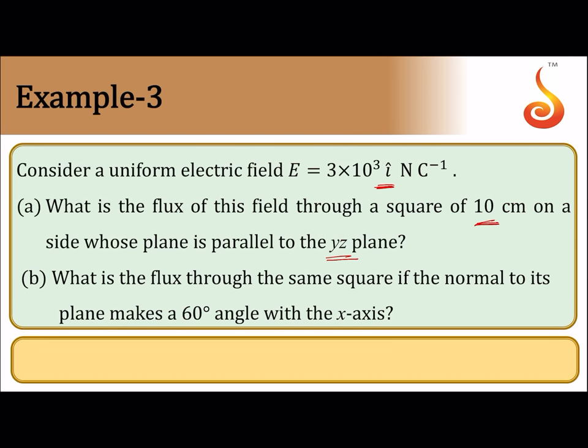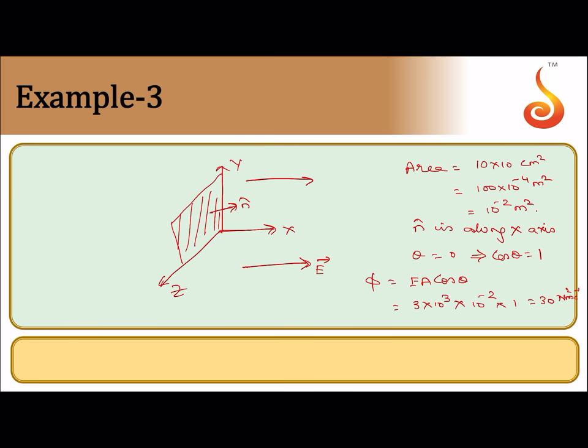Okay, so that was part A. What is the flux through the square? Now, what is the flux through the same square if the normal makes an angle of 60 degrees with the x-axis? So now part B, N cap makes 60 degrees with E bar. X-axis is E bar. Therefore, cos 60 is how much? Is half. Therefore, flux will be nothing but the same, E into A into cos theta, which is equal to 3000 into 10 power minus 2.